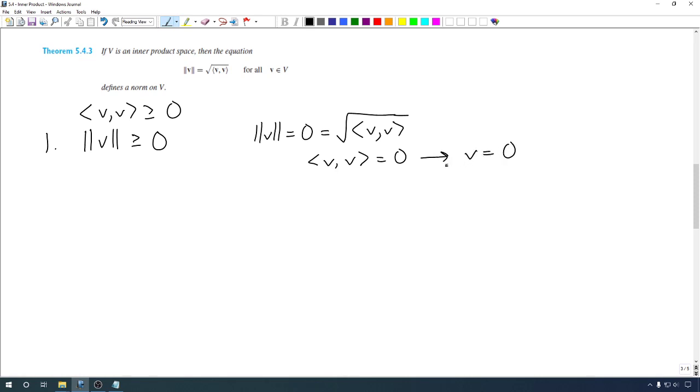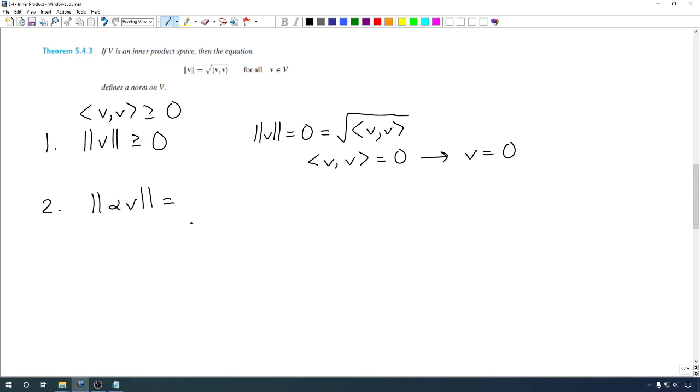So the first property of something being a norm is very much related to the equivalent property for something being an inner product. Property 2. Here, we want to look at what is the norm of a scalar times a vector. And we just want to somehow be able to pull out that scalar.